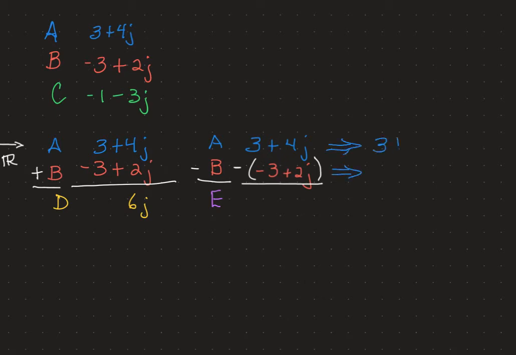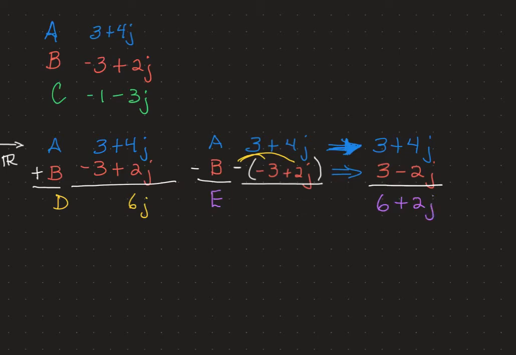Or I guess I could have just erased everything, but this way you can see what I'm doing here and how B is changing, because that negative has to be distributed to each part of B, the real and the imaginary. And that will give us 3 minus 2j for a sum of 6 plus 2j.